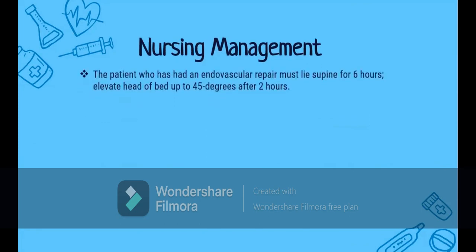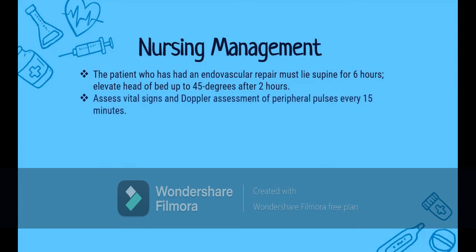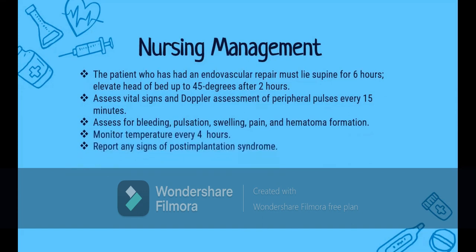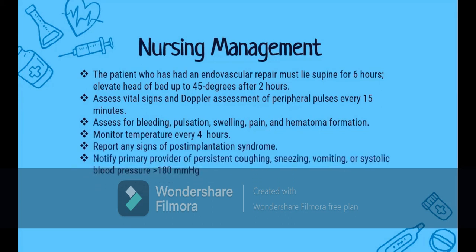The patient who has had an endovascular repair must lie supine for 6 hours. Elevate head of bed up to 45 degrees after 2 hours. Assess vital signs and Doppler assessment of peripheral pulses every 15 minutes. Assess for bleeding, pulsation, swelling, pain, and hematoma formation. Monitor temperature every 4 hours. Report any signs of post-implantation syndrome.